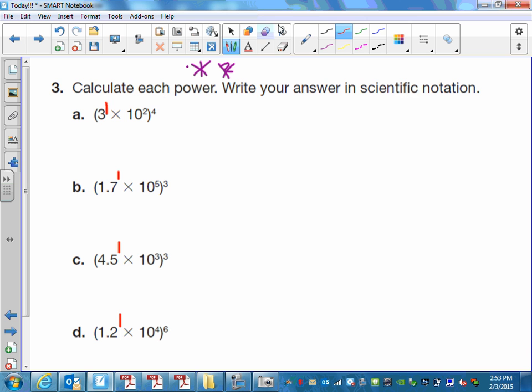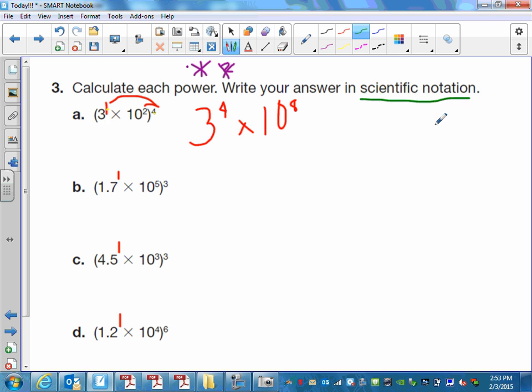4 times 1 is 4. So I'll have 3 to the 4th. 4 times 1 is 4. Then I'll have 10 to the 4 times 2, that's 8. 4 times 2 is 8, so I'll have 10 to the 8th. You are not done just because it wants it in scientific notation.